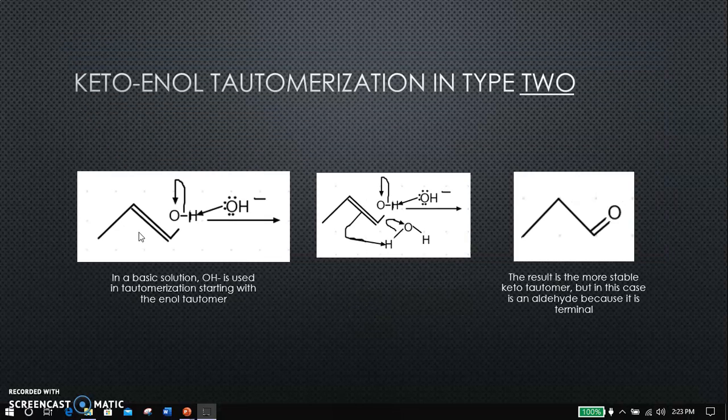So here's our enol again. In the basic solution, we have excess OH minus, which is going to go ahead and grab this hydrogen, and this bond's going to collapse on the oxygen. Simultaneously, this double bond is going to reach out and grab a hydrogen on the water, and that gives us our aldehyde product. So there's an implied hydrogen there.